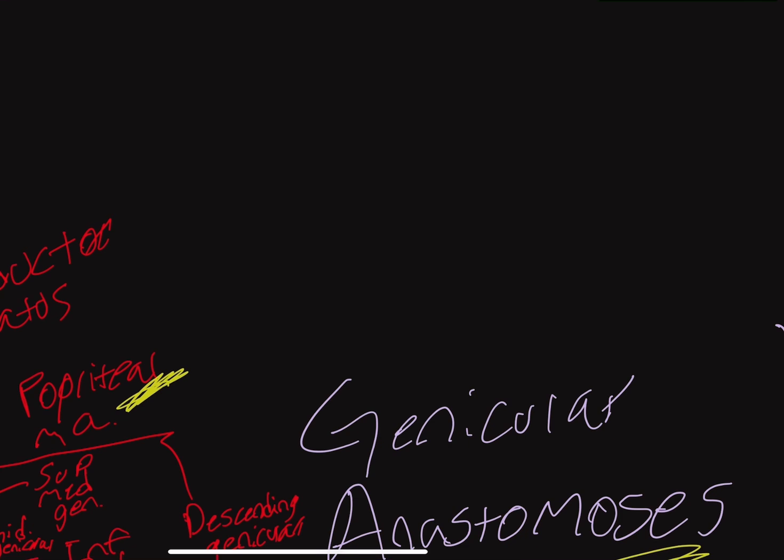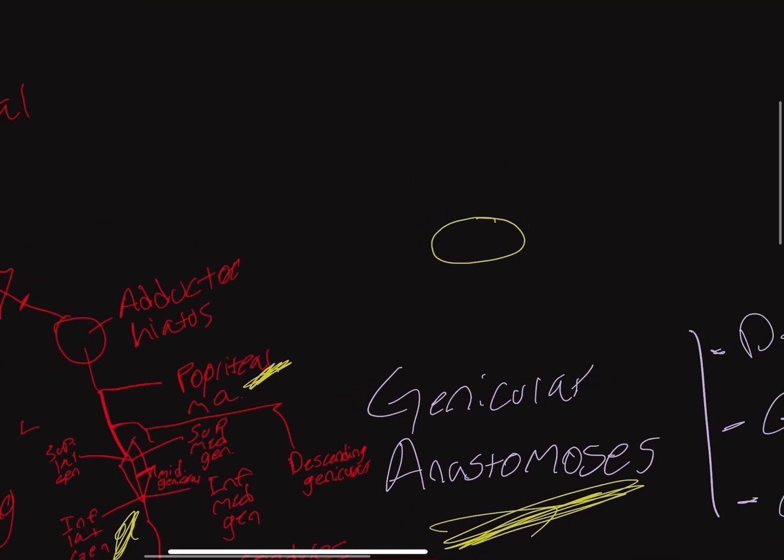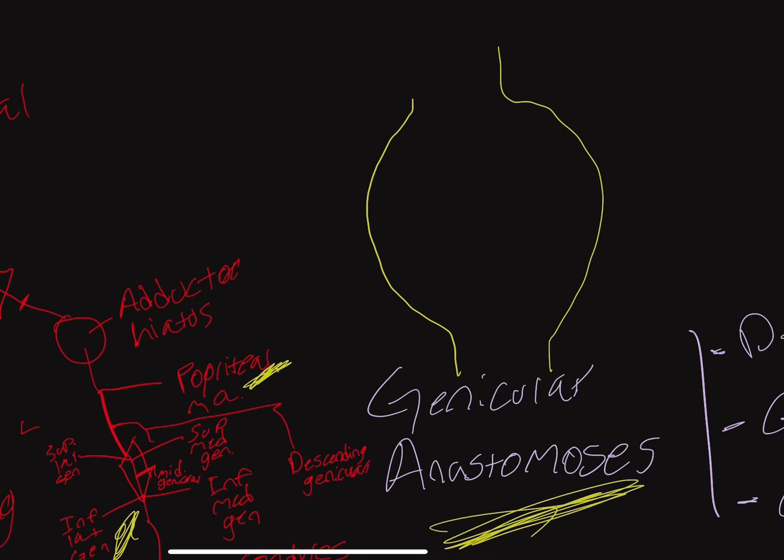So let's say this is your patella, right? And then you have your joint, right? Let's put that patella a little more deep in the middle, right? So you have your patella kind of like that, right? So those genicular arteries, they're going to come this way and do this thing, right?